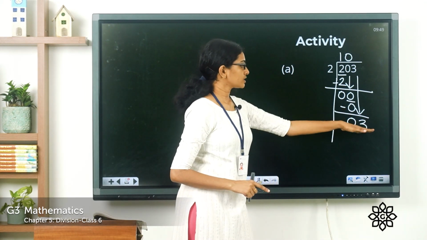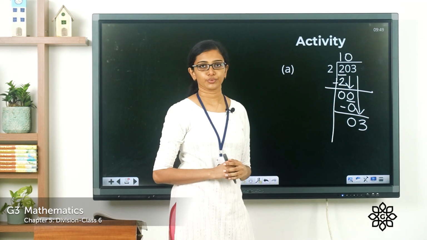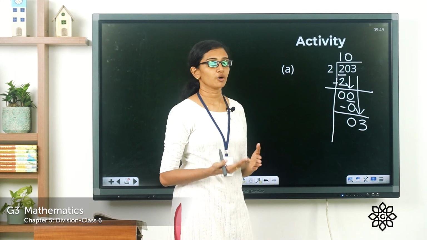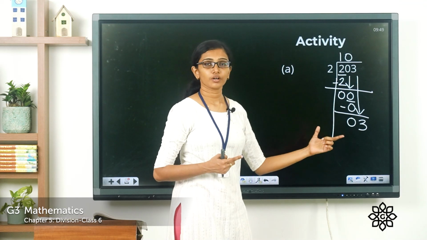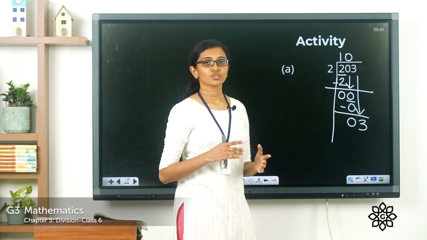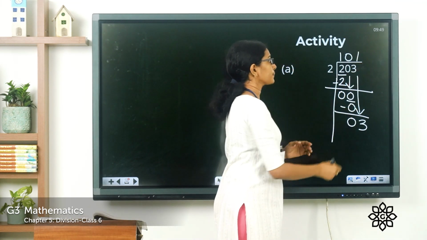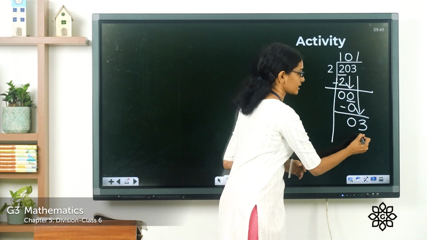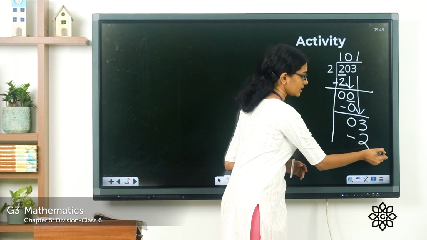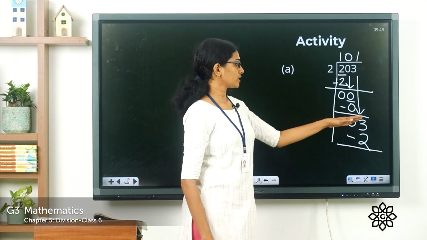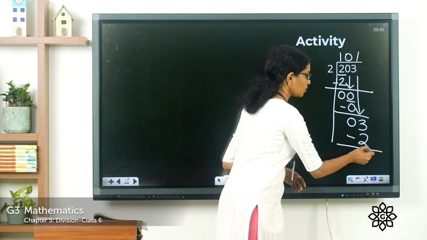Now 3 divided by this 2. 3 divided by 2, how much is that? 2 ones are 2, 2 twos are 4. So let's take 2 ones are 2. Let's write that 1 here. Now 2 into 1 is equal to 2, that we wrote here. Let's subtract the numbers. 3 minus 2, which is equal to 1.